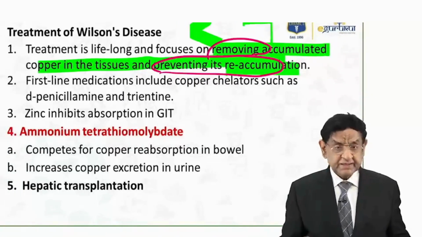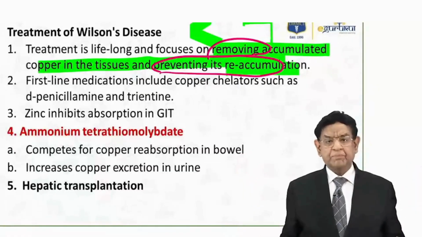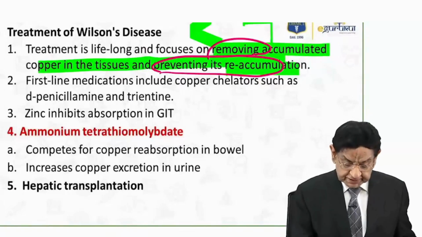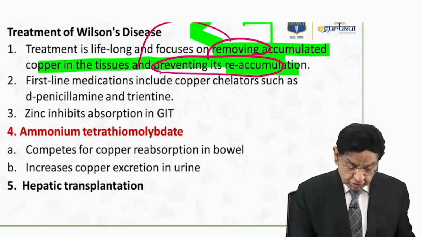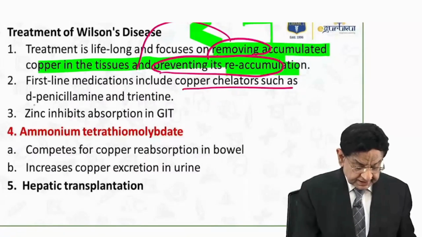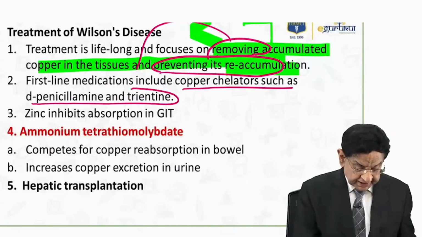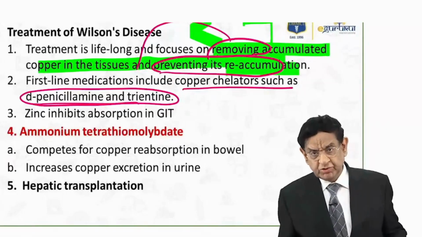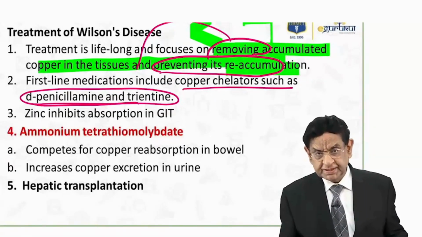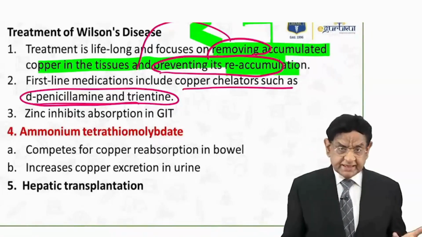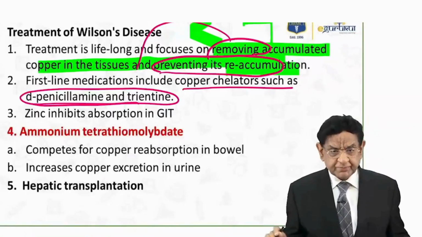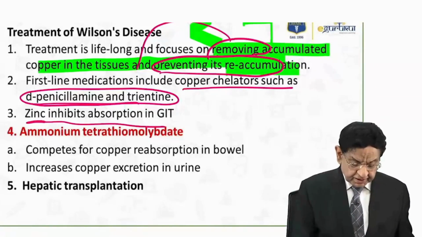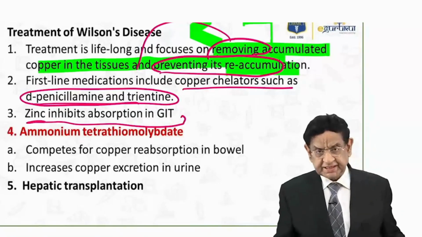The first line, of course, whatever extra copper is there, we want to remove it. For removal, we use copper chelators, that is D-penicillamine and trientine. They are the copper chelators, they are going to remove excess of copper from the body. And second, we don't want that copper to reaccumulate. We use zinc, it inhibits reabsorption of copper in the GIT.